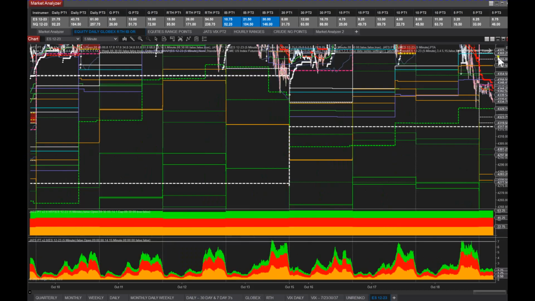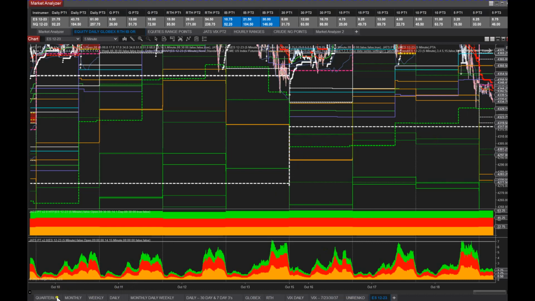Am I inside the ones or am I outside the ones? Am I expanding? Am I contracting? So that'll give you an idea of what to expect when you get to a support resistance area. Is the volatility expanding? Is it contracting? Okay. So let's take a look real quick at your quarterly and monthly.